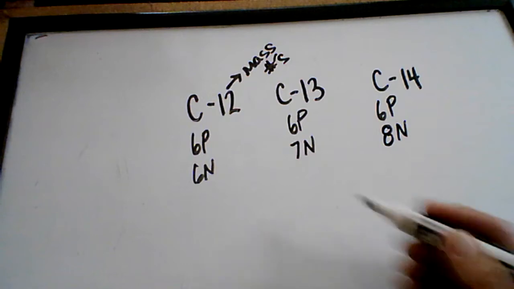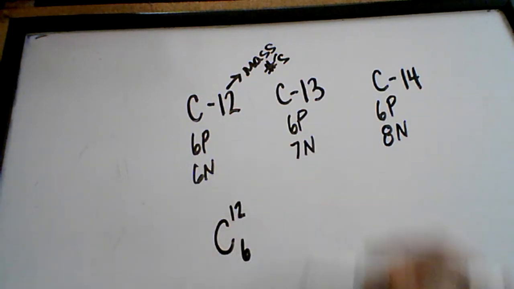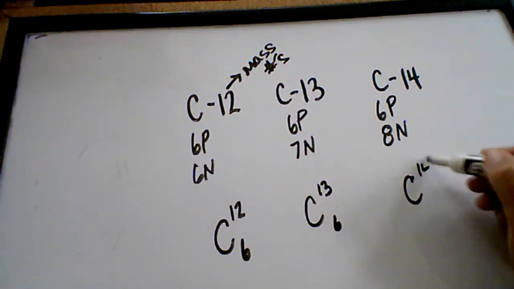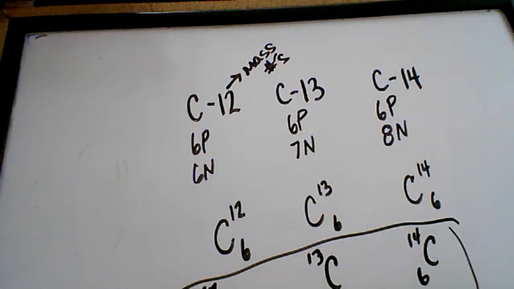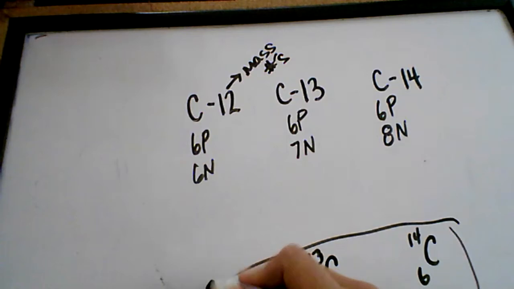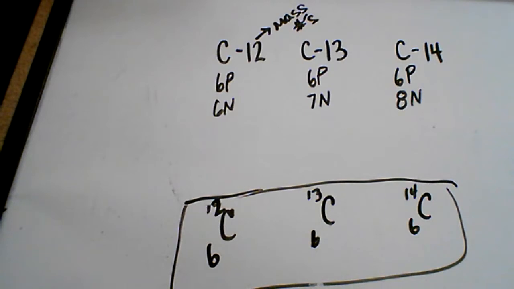Another way I could write this would be carbon-12, 6; carbon-13, 6; carbon-14, 6. I think it actually goes that way. Yeah, that looks more correct to me. We're not too worried about that. Oh my gosh, you can't see it. There you go. You should be aware of that.